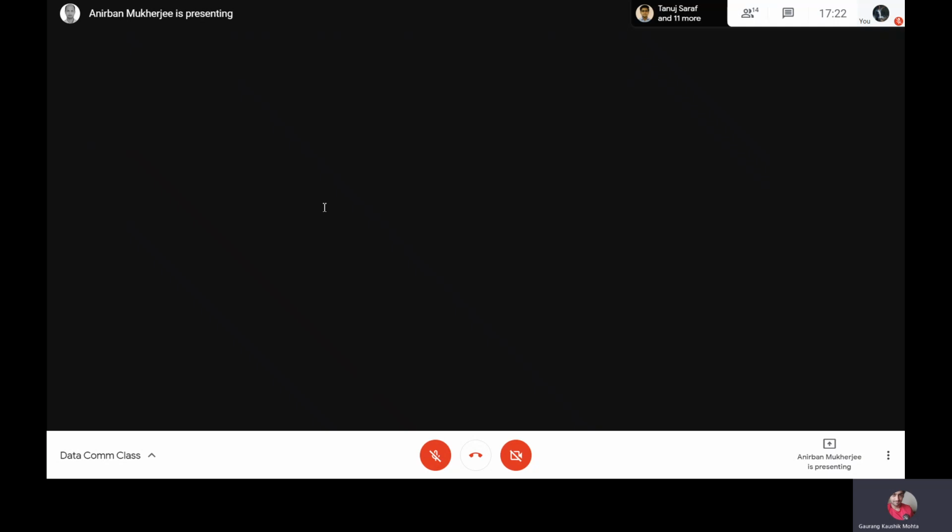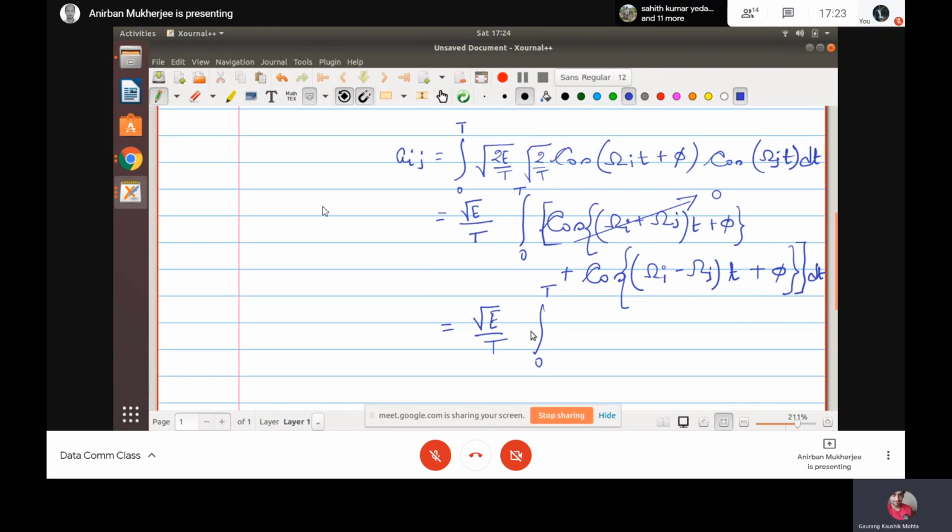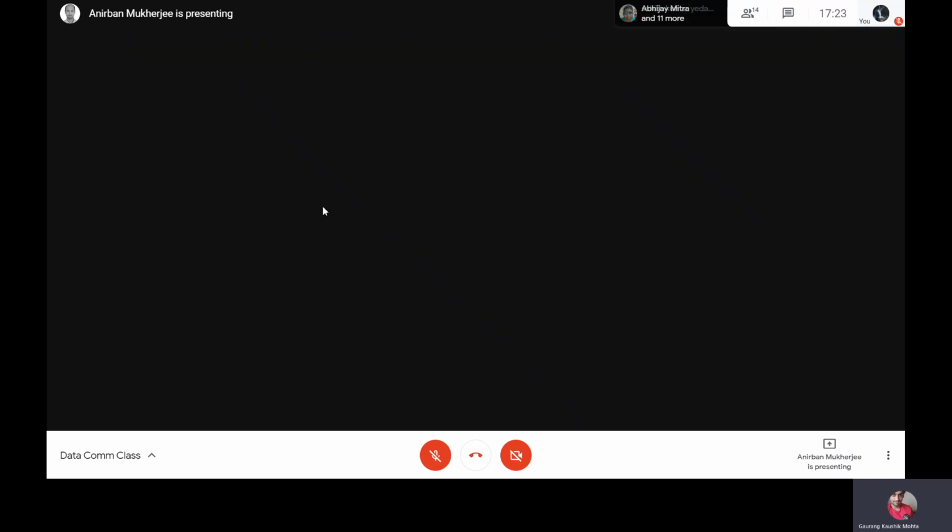It is the integration from 0 to T of cos phi dt. That means root T cos phi.